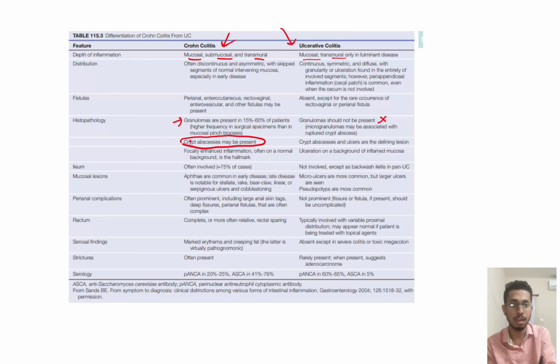This is the most important line here. Crypt abscess and ulcer are the defining lesions of ulcerative colitis, but that does not mean that they cannot be seen in Crohn's colitis. They can be seen in Crohn's colitis as well. Ileum is the most commonly involved region, in more than 75% of cases, whereas it is rarely involved in ulcerative colitis. As I have just discussed, because of the involvement of the ileum there is B12 deficiency in Crohn's disease. As well as, if you look at other important features, like aphthous ulcers, rake ulcers, bear claw, linear, serpiginous ulcers and cobblestoning can be seen as mucosal lesions in Crohn's disease. All right. Okay.